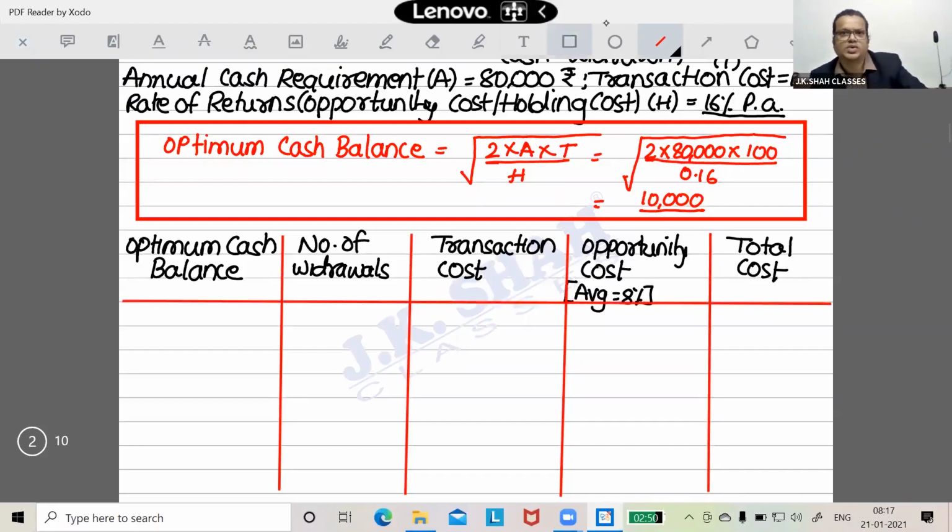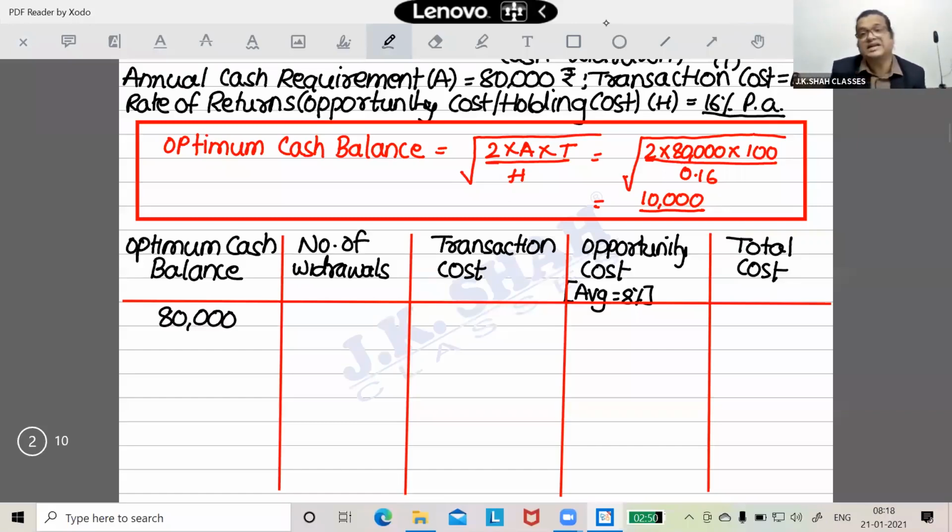Okay, so I make some assumptions. Let's say I'm not knowing this William Jack Baumol's formula. So I say, chalo, let me withdraw all 80,000 at one go. This is our first assumption. What will happen if I withdraw all 80,000 at one go? Number of withdrawals would be only one, right? So what is our transaction cost we have discussed? One round is 100 rupees. So I'll spend 100 rupees on the transaction cost.